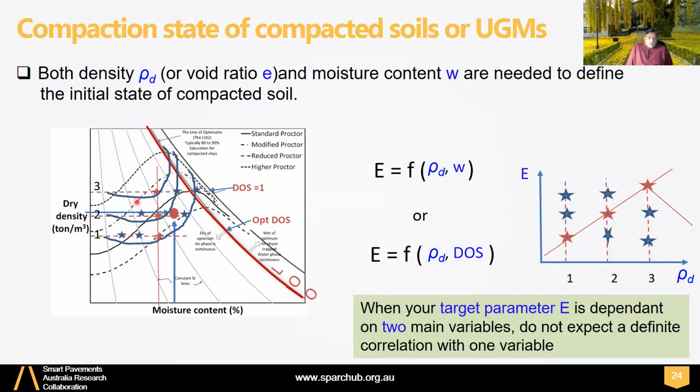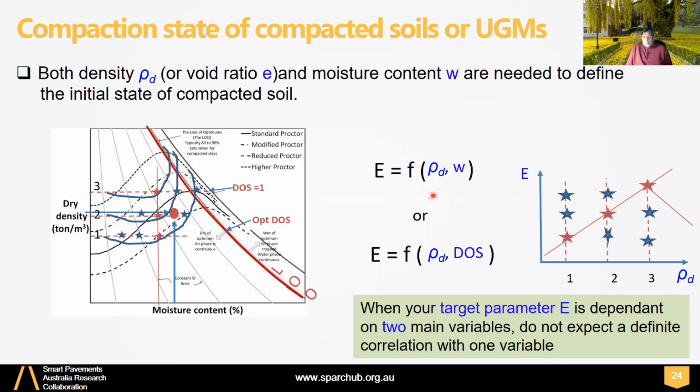So in this pattern, if I pick some points here, these stars, and I plot the modulus against the dry density, I might end up with this whole thing. So there's no correlation; they're everywhere. But if I select a certain moisture content, like these red dots, I might see a positive correlation, E versus rho D, increase in density, increase in modulus. But if I shift this red vertical line to here, higher moisture content, I might get a negative correlation as I go towards this line of optimums. So you can see the difficulty in these correlations.